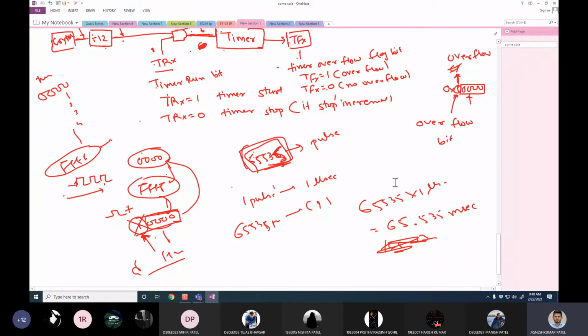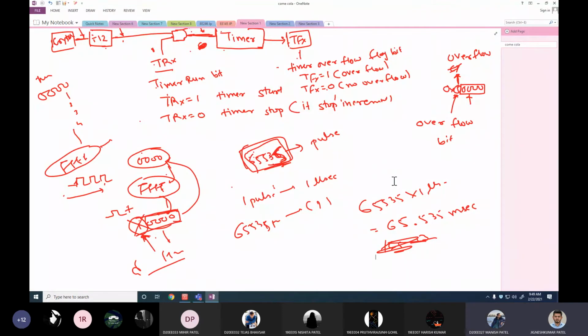Clear? Still, I am not at the point where I am going to calculate a time. This is just the explanation of the theory, how things work inside the timer. Clear or not?